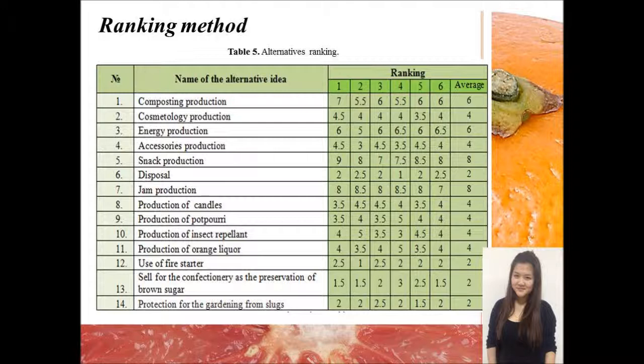The ranking method is the evaluation of each alternative. Here, the group members have chosen the range from 2 to 8. Each alternative was evaluated by every team member and the average was considered. According to this table, the alternatives with the lowest ranking were excluded from further evaluation. They are disposal of waste, use of it as fire starter, sale to confectionery as preservation of brown sugar, and use as protection from slugs.